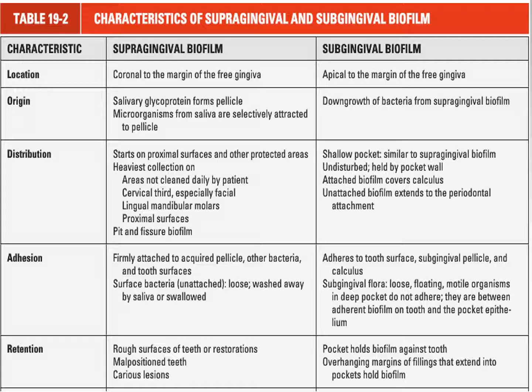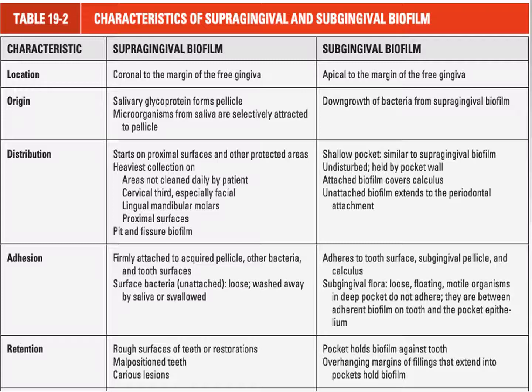And the distribution on the supragingival, it starts on proximal surfaces or other protected areas. It's heaviest on the areas not cleaned daily by the patient. It's also on the cervical third because that is often missed when brushing. Also, when eating, if people aren't brushing, they're eating, keeping that upper 2/3 somewhat clean. Lingual and mandibular molars, proximal surfaces, and pit and fissure biofilm.